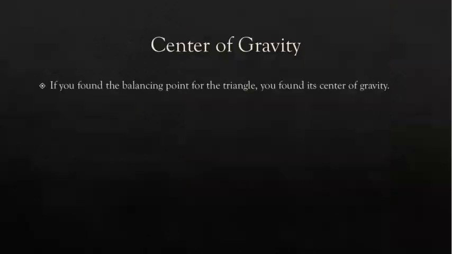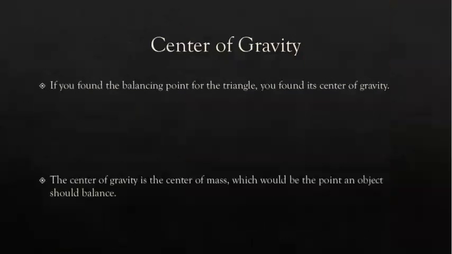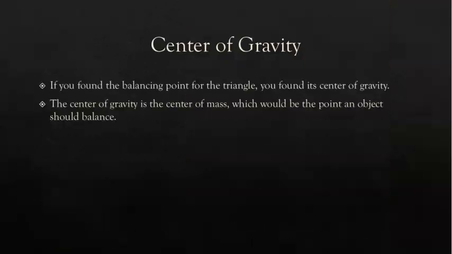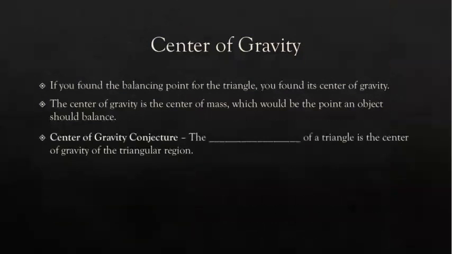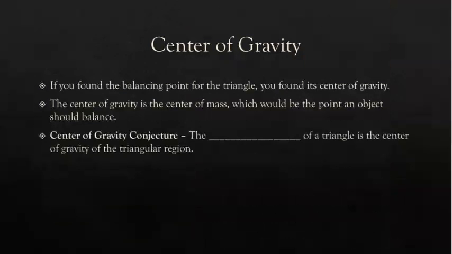So if you found the balancing point for the triangle, you have found its center of gravity. The center of gravity is the center of mass, which would be the point that an object could balance. So a conjecture here: the centroid of a triangle is the center of gravity of the triangular region. So that point that we found, the centroid, is the center of gravity of our triangle.